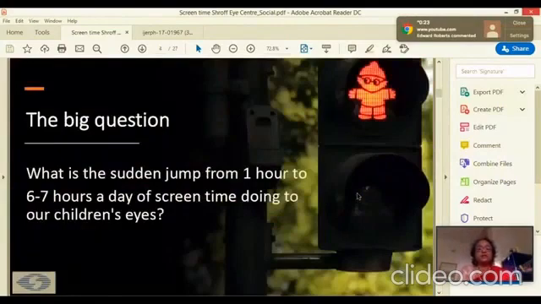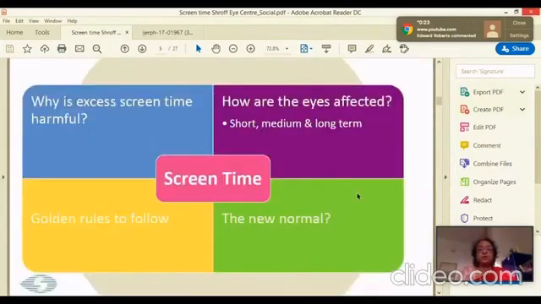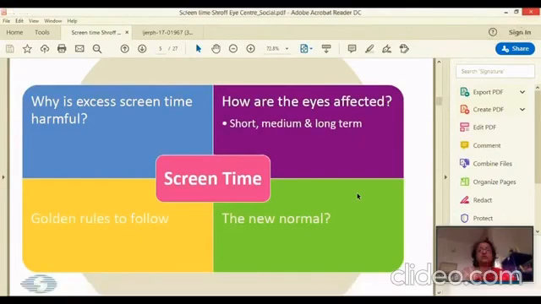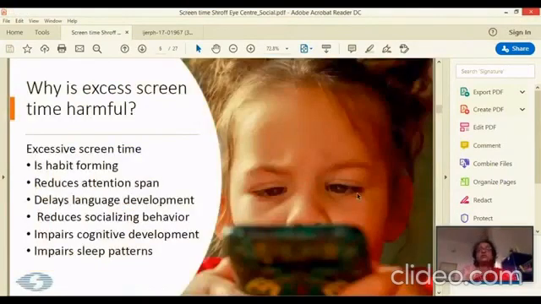It basically says, what will it do to the child's eyes, because suddenly the screen time has gone from 1 hour to 6 to 7 hours a day during the lockdown. And why is excess screen time harmful? How are the eyes affected? What really is the new normal? Do we have any golden rules to follow that we can share with our patients as far as screen time is concerned? And so she talked about how it is habit forming and reduces attention span.